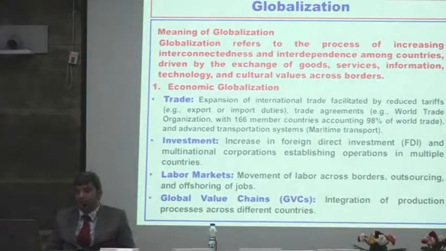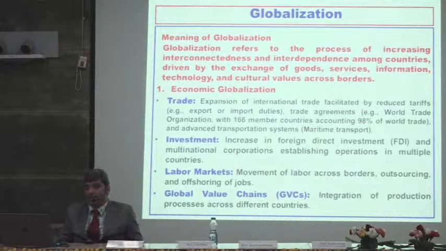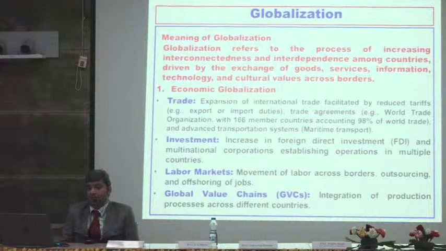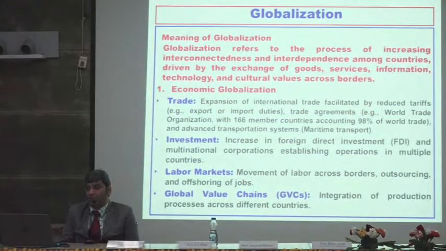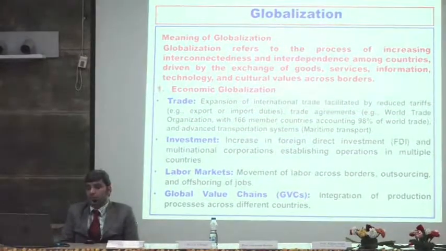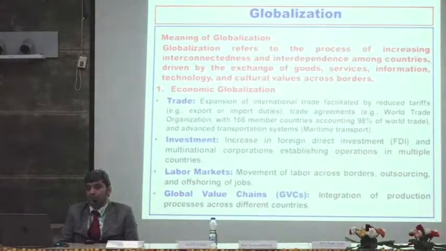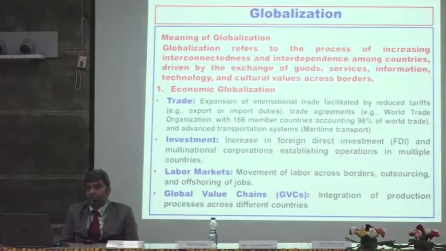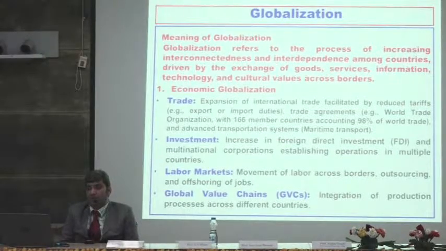So globalization refers to the process of increasing interconnectedness and interdependence among countries, driven by the exchange of goods, services, information, technology, and cultural values across borders. Globalization may have different types. For business, one common type is economic globalization, and we have some indicators of economic globalization. One of the most important is trade.